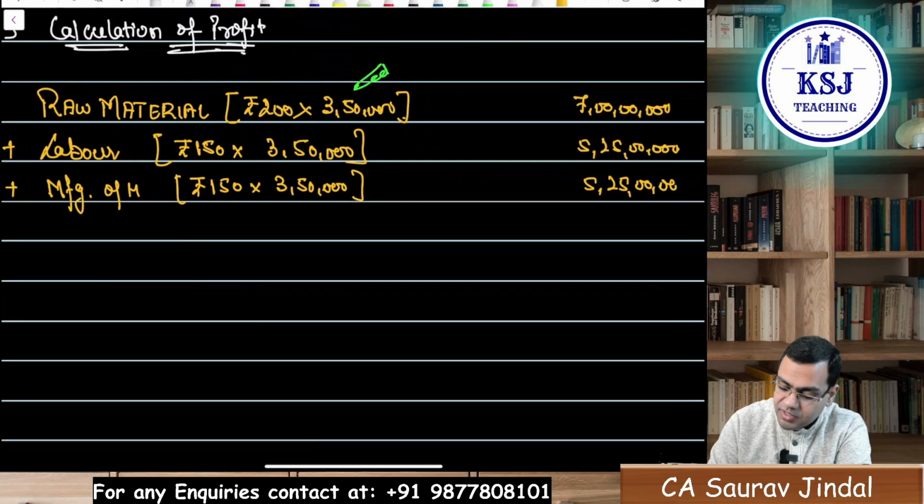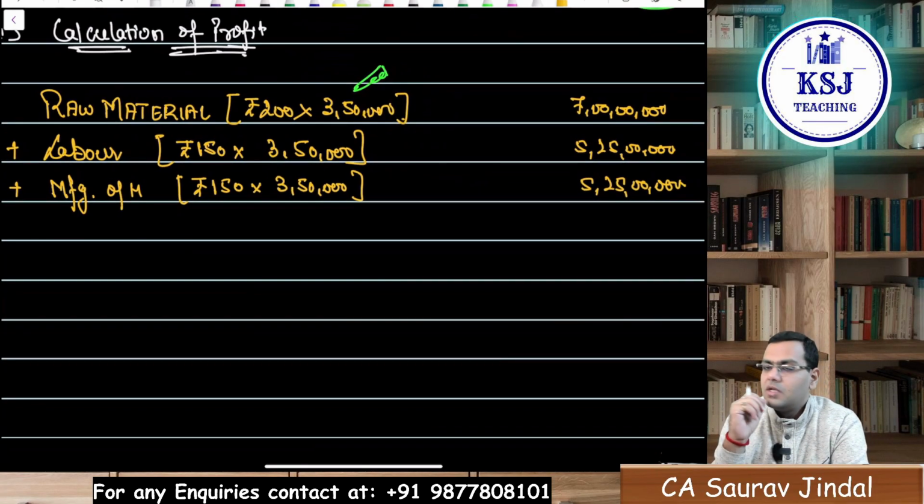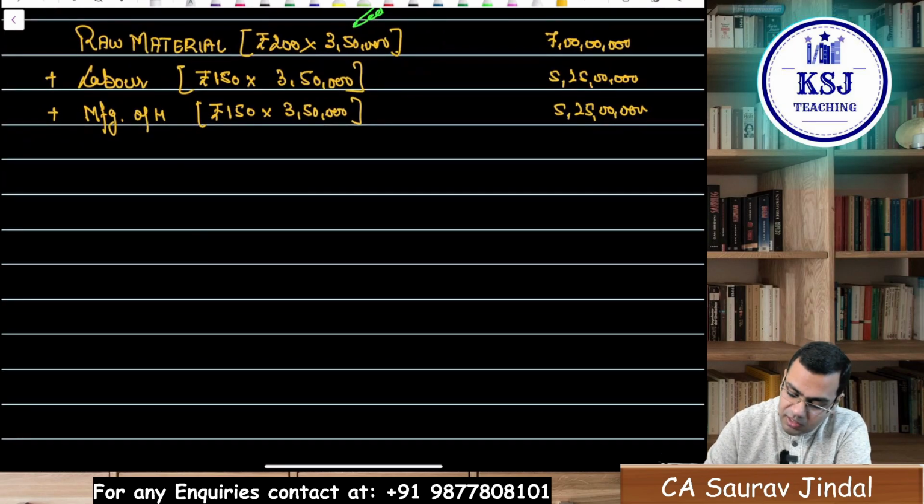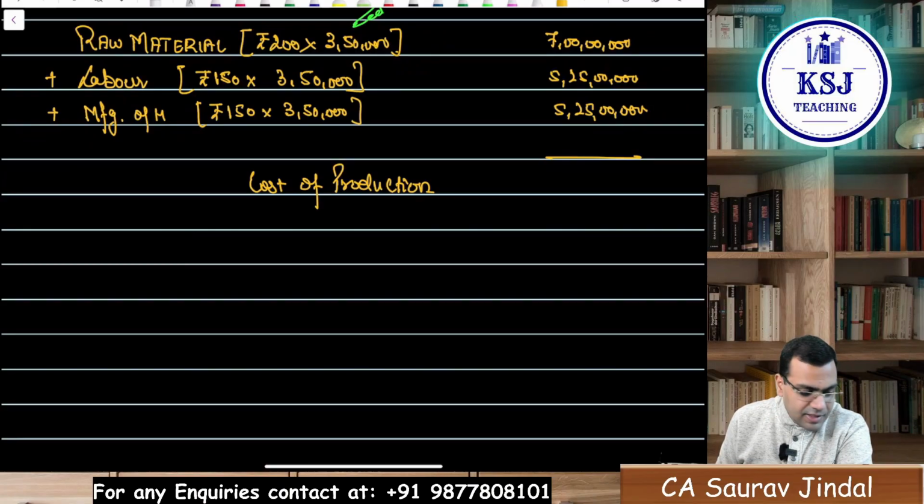I hope this much is clear to you, right? So this will give me the total cost of production. This will give us the cost of production. So how much will be the cost of production? That will be 17 crore 50 lakhs.